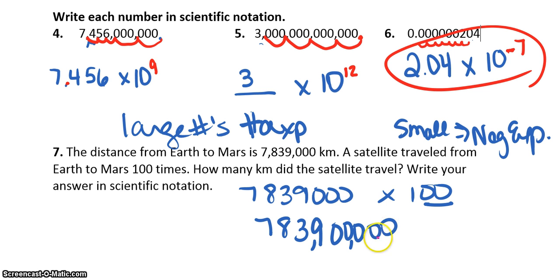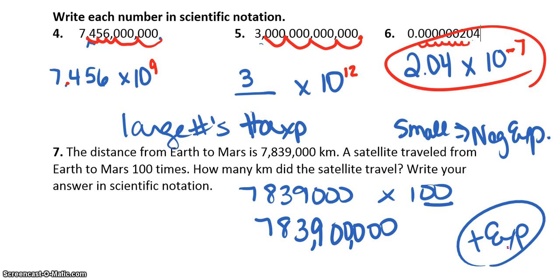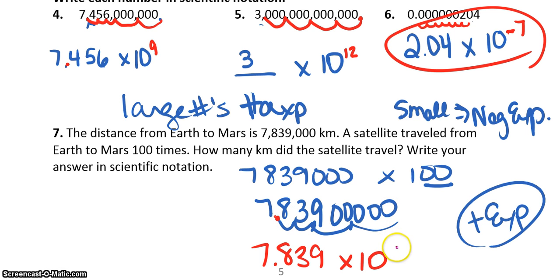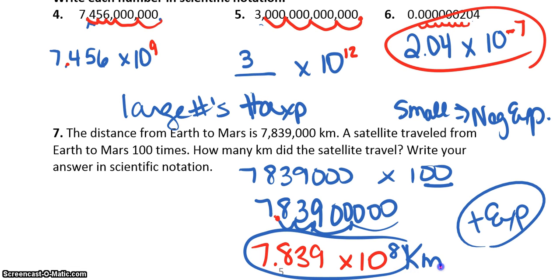Putting that into scientific notation then, I have a very large number, so I'm going to have a positive exponent. Where will I put my decimal point so it forms a number between 1 and 10? This would give me 78. This would give me 7.8. So I'm going to have 7.839 times 10 to what power? Now you need to count the swoops. 3, 6, 7, 8. Positive exponent. 7.839 times 10 to the 8th. Oops, label it kilometers.